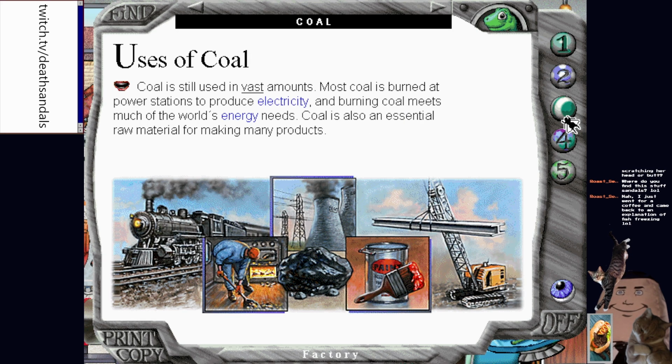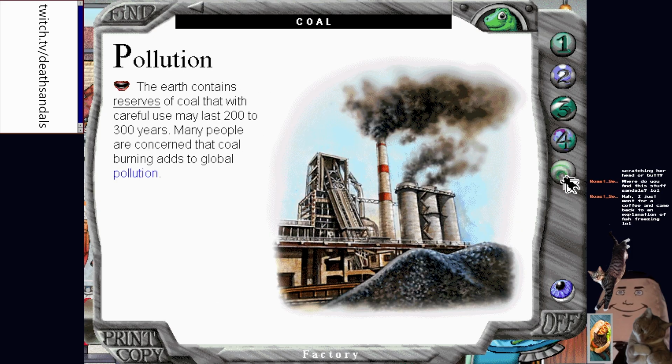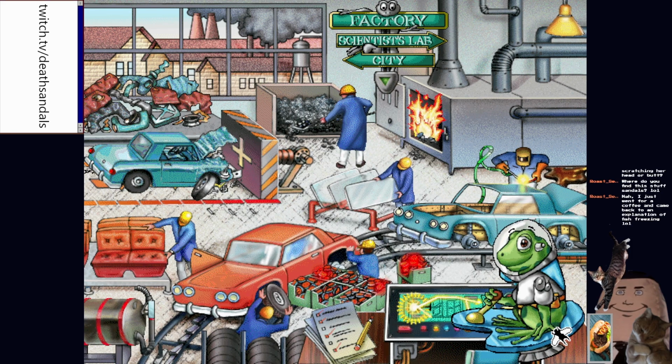What else have we got? Uses of coal. Alright, we know how coal mining works. Is there anything else interesting in this one? Pollution. The earth contains reserves of coal. Poor old pollution. Okay, factory. So we're just doing the tour, I guess.